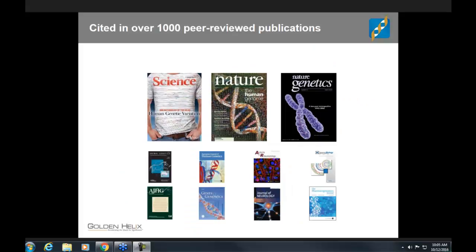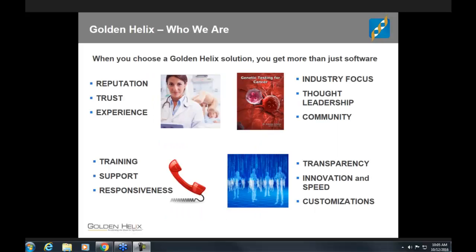So not only do we have that track record and that portfolio of customers, but we've been cited in over 1,000 peer-reviewed publications, including some very prominent ones. It builds off of our business model of having a subscription model bundled with support, training, and that collaborative effort to improve the product over time. So that's what you're getting when you are looking at Golden Helix products.